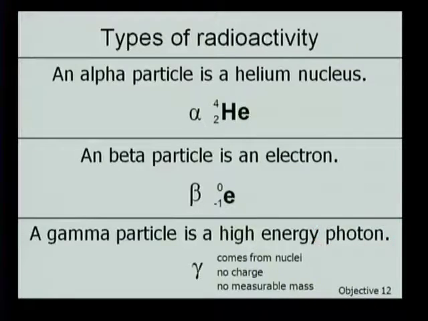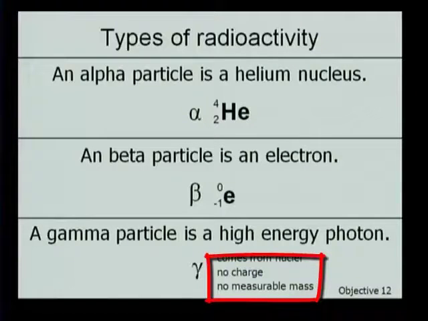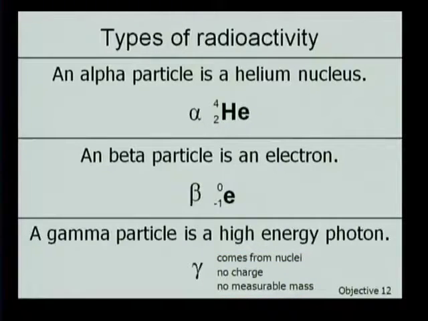We're going to look at photons in the next objective. These come out of the nuclei. Photons have no charge and no measurable mass. So we're going to talk about photons next as we segue into talking about the different forms of electromagnetic energy.